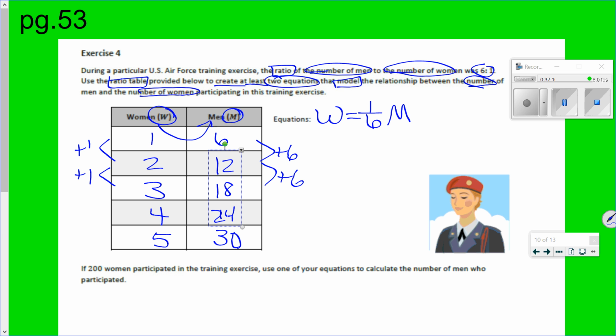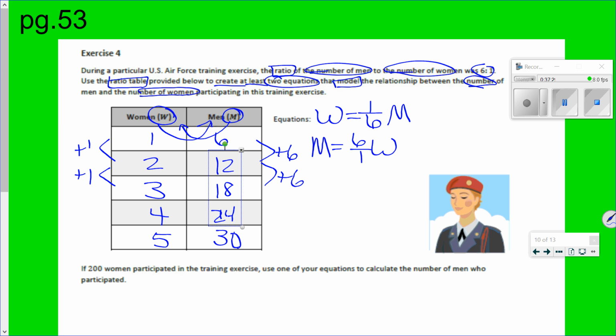Now we can do our equation going the other way. So we're going to start at the M, and we're going to smile in reverse. So again, we start at the M, so we do the M equals. The first number I hit was the 6. Over the next number is a 1, and then I multiply by my other variable.